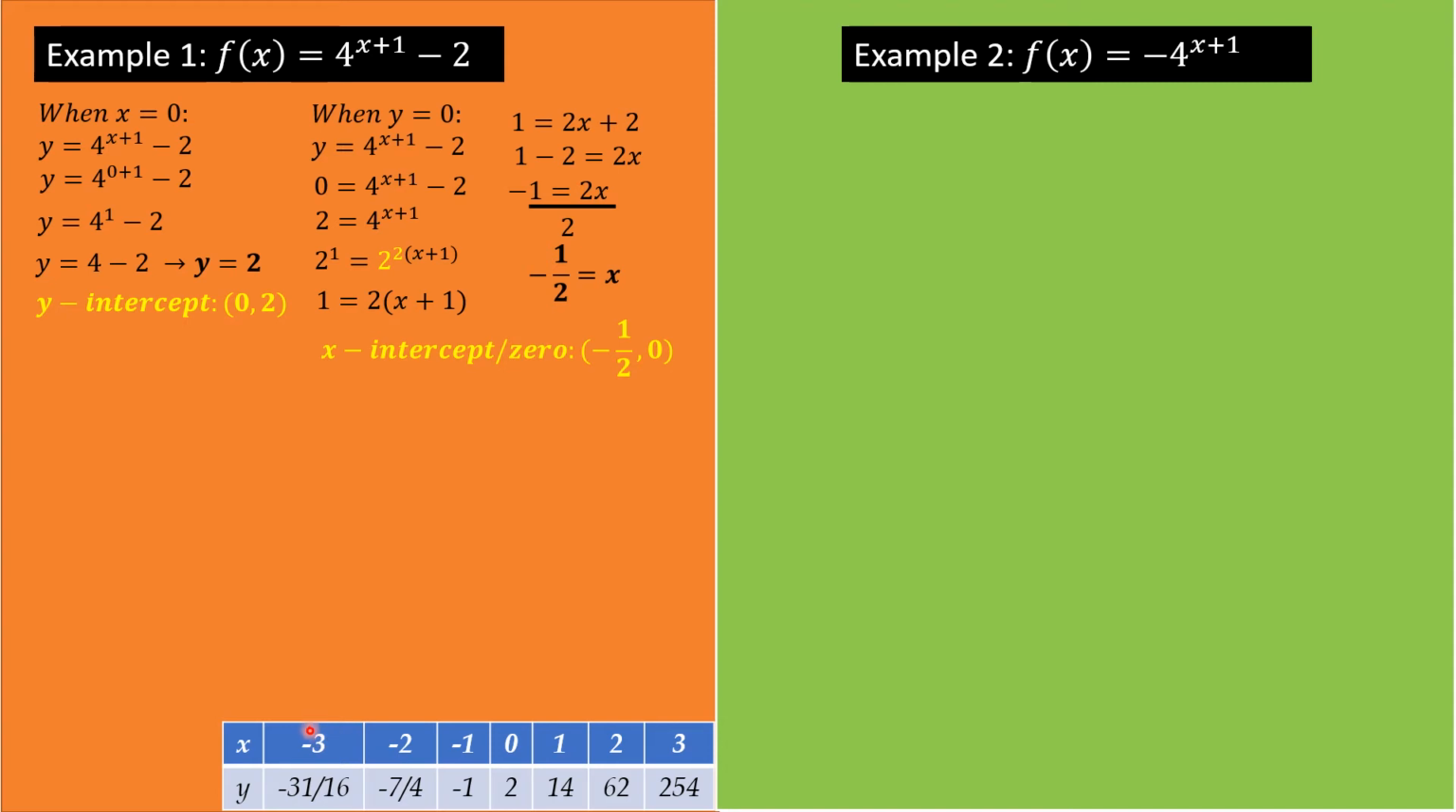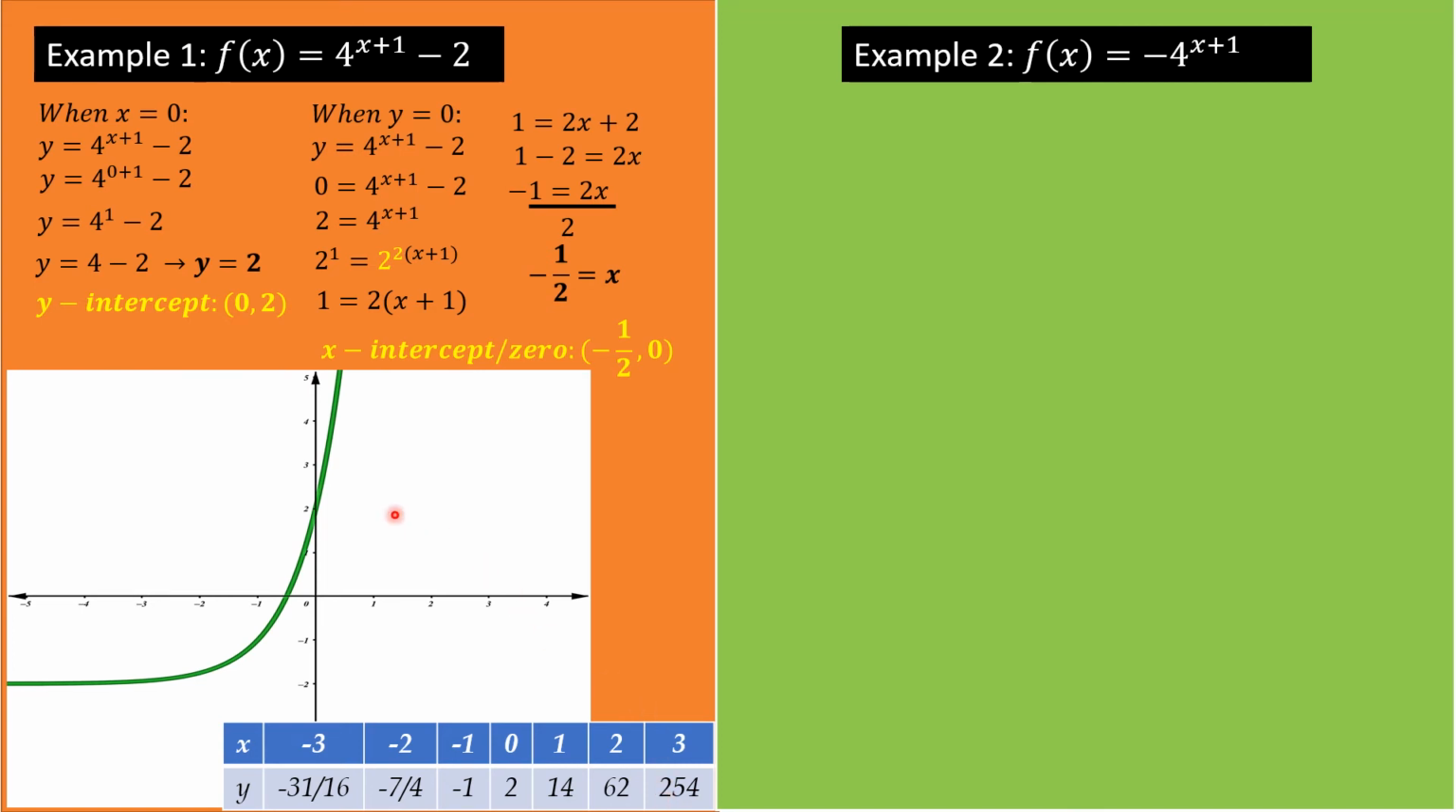Ito yung points natin, the x and y, the ordered pair of x and y, yung negative 3 and negative 31/16 up to 3 and 254. I-plot lang natin ang points, then connect the points with a smooth curve on a Cartesian coordinate plane. At ito yung itsura ng ating graph. So this is now the image of the graph of the function f of x equals 4 raised to x plus 1 minus 2. Makikita natin sa graph yung ating intercept.